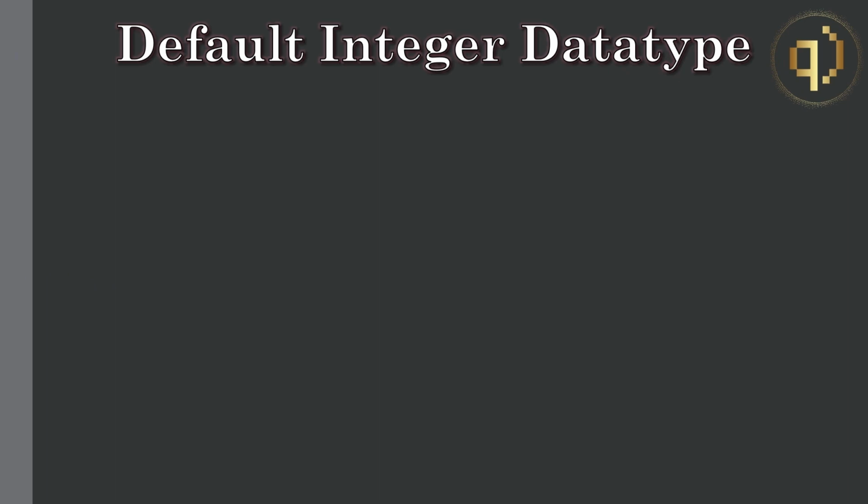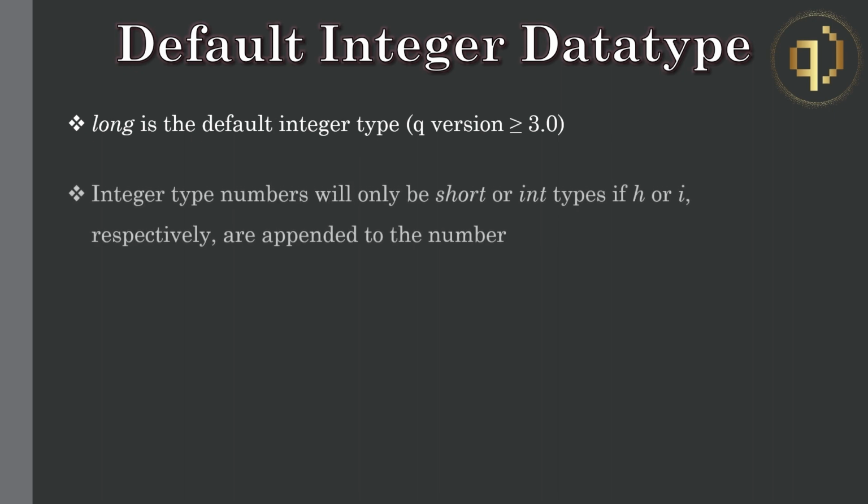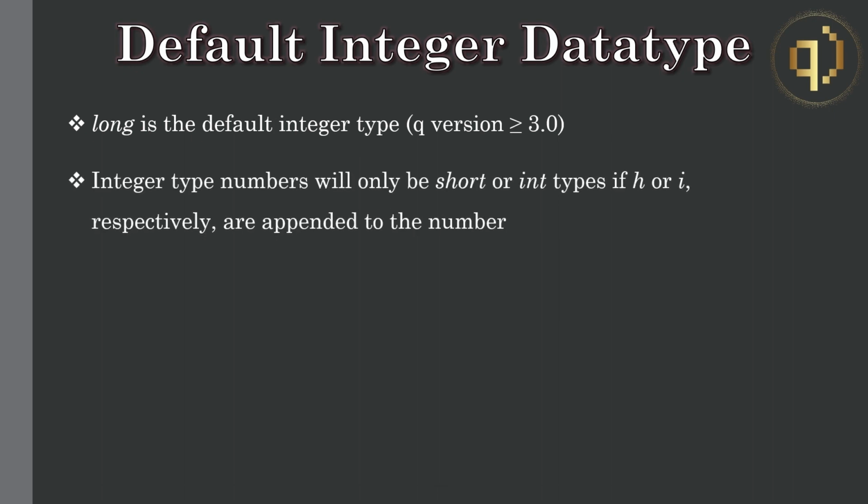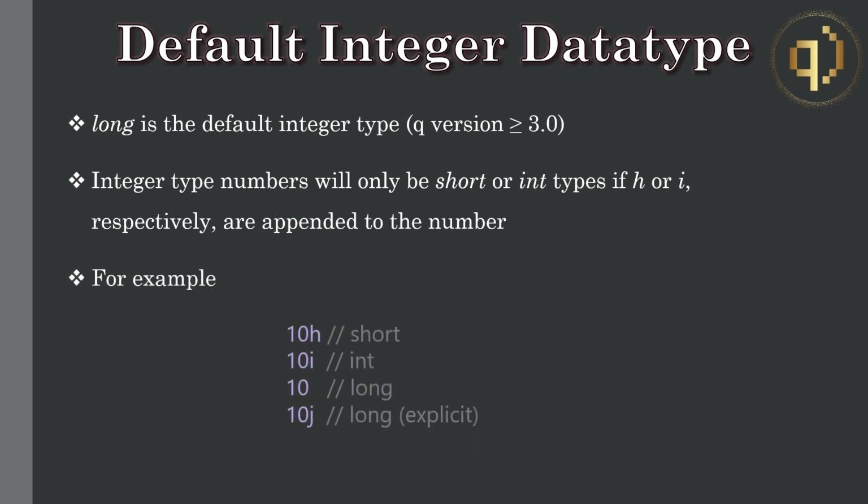The reason we can omit the J character suffix from a long integer value is because the long integer data type is the default integer type since Q version 3.0. Integer type numbers will only be a short or an int if the H or I character suffix respectively are appended to the number. For example, 10H is the short integer 10, 10I is the int 10, and 10 or 10J both define the long integer 10.